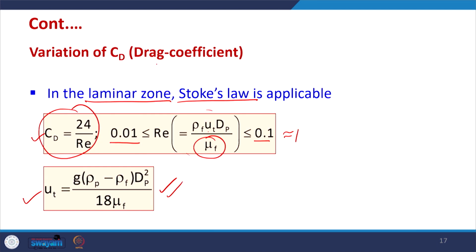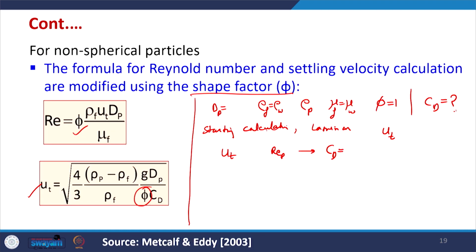So, if it comes out to be less than 1 or less than 0.1, that means our initial assumption that it is the laminar range is correct, and we can be sure that ut is correct. Now, it is possible that this Reynolds number is not in the laminar range. So, it is in the transition range or it is in the turbulent range, then we have to find out the value of C d, and from C d we calculate back ut.